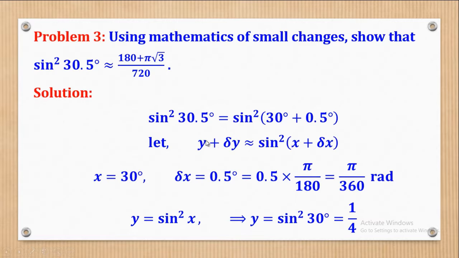And because the whole of this is y plus small change in y, it implies that y alone will be equal to sine squared x, and I know that x is 30, so I'll substitute sine squared 30. But I know that sine 30 is a half. So when I square a half, I'll come up with a quarter, which is 1 over 4.